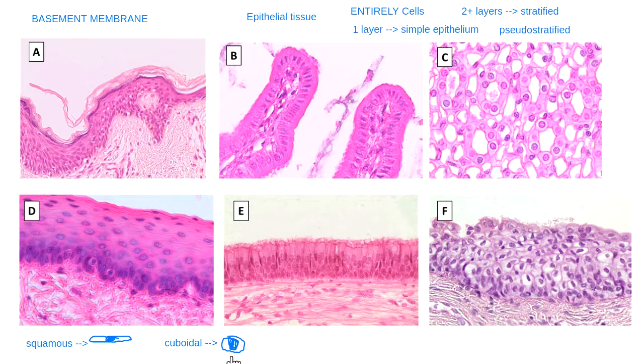And the other thing you'll really see with cuboidal cells is their nucleus looks really big compared to the size of the cell. So cuboidal cells are about as wide as they are tall, kind of cube-shaped. Squamous cells are really flat and skinny.